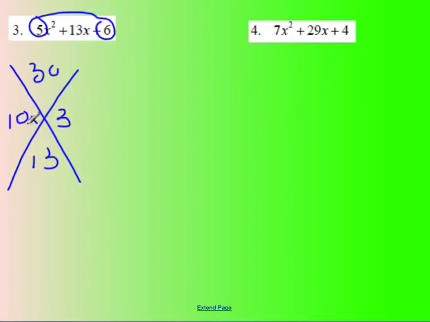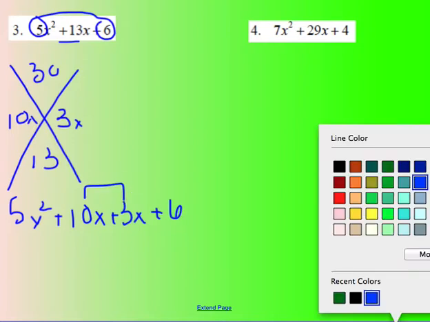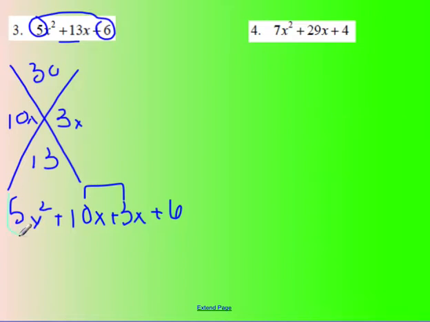So now that I've done this, I'm going to put an x in each of these, and I'm going to use that to split up 13. So 5x squared always stays the same. And then we're going to have 10x, and then 3x, and then 6. Okay, so remember, this is still really 13x, but now I have 4 terms. And once I have 4 terms, I can go ahead and factor by grouping.